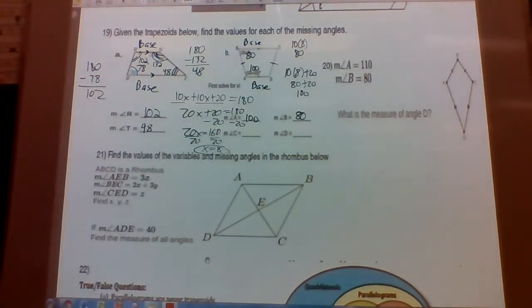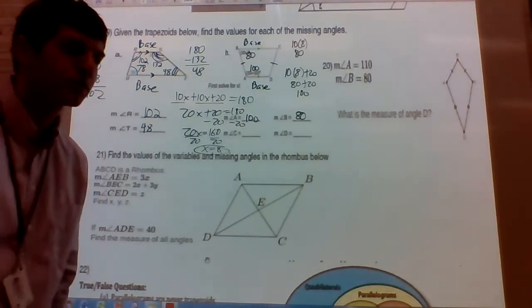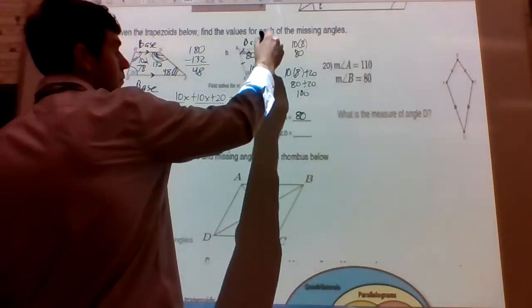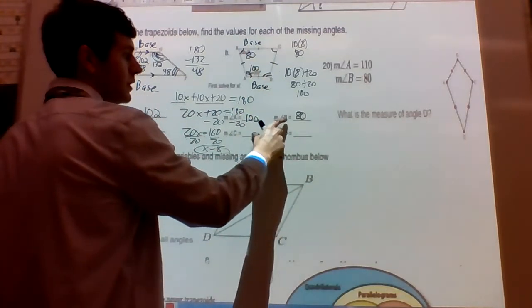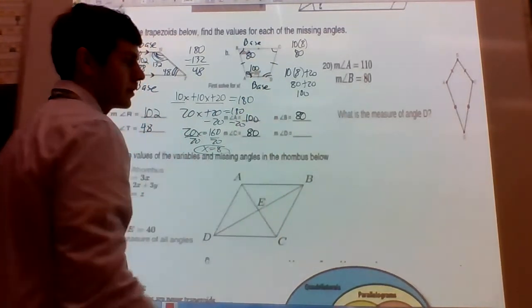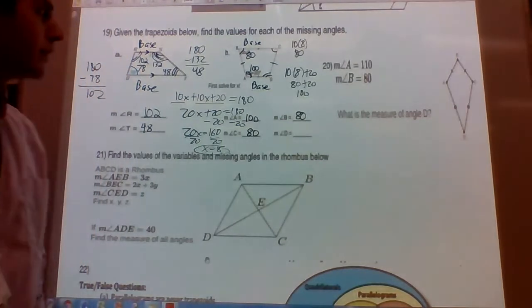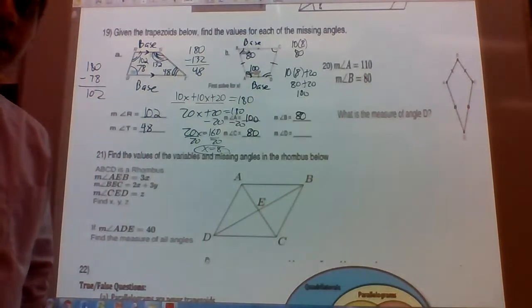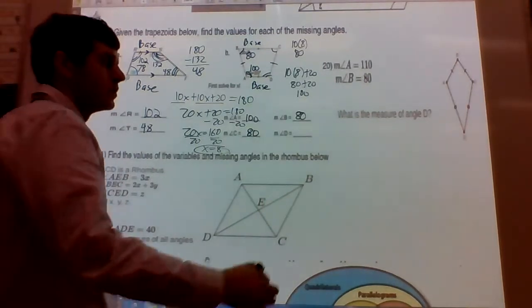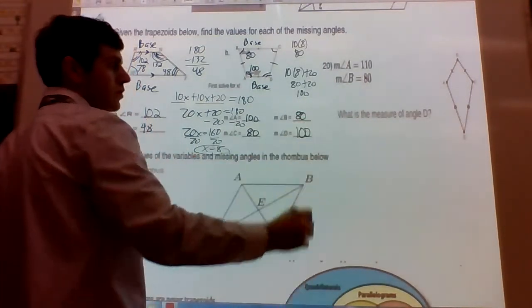The other property we know for isosceles trapezoids is that the base angles are congruent. So here B and C are base angles, and A and D are base angles. So B and C are congruent. So they're going to have the same angle measure. A and D are base angles. Base angles in isosceles trapezoids are congruent. So their measures are going to be equal, so it's also going to be 100.